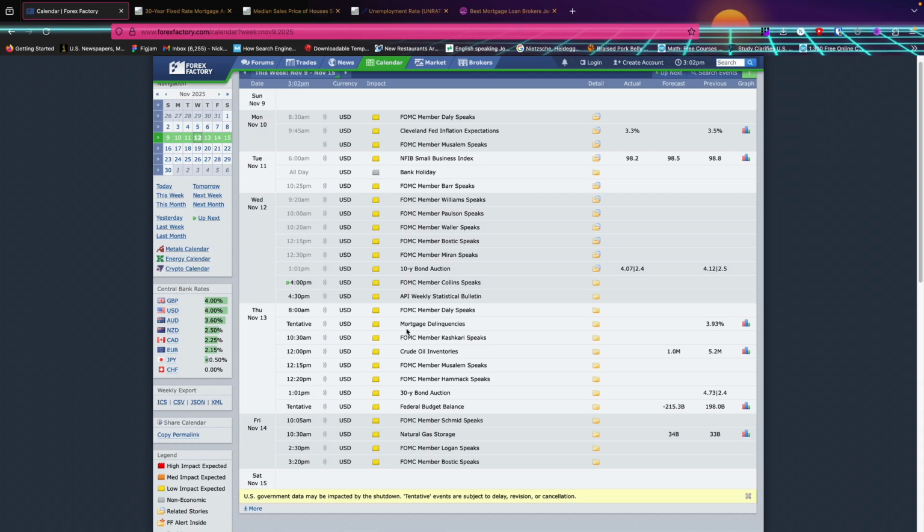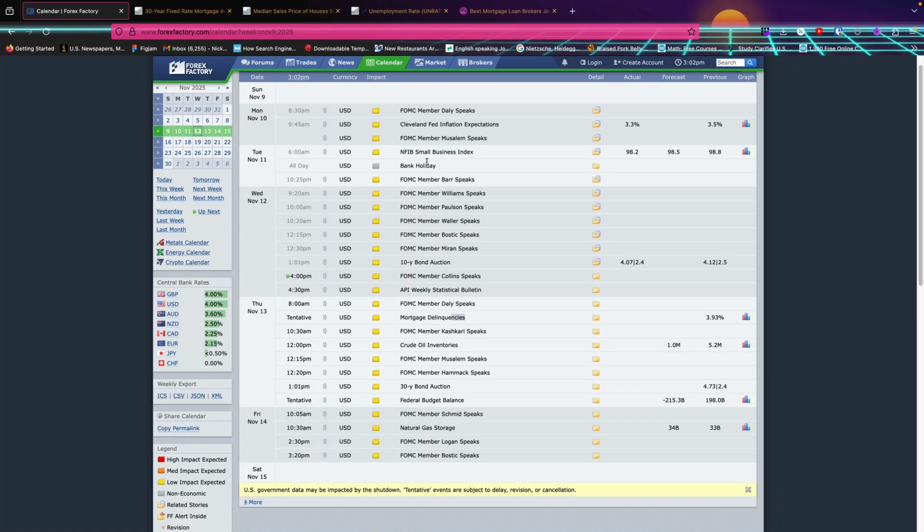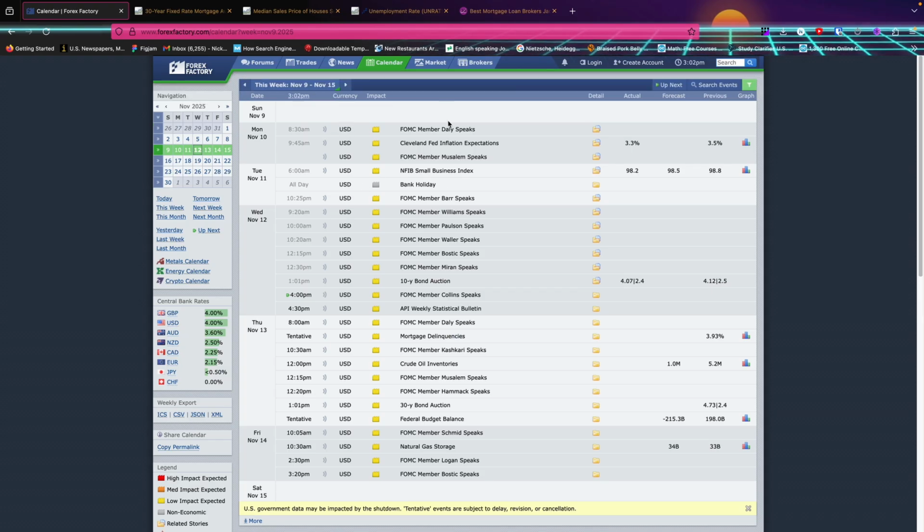Mortgage delinquencies would be interesting to see on November 13th, which would be tomorrow. So we might get that. Anything that's tentative is because of the government shutdown. So if the government reopens, we might get this information.